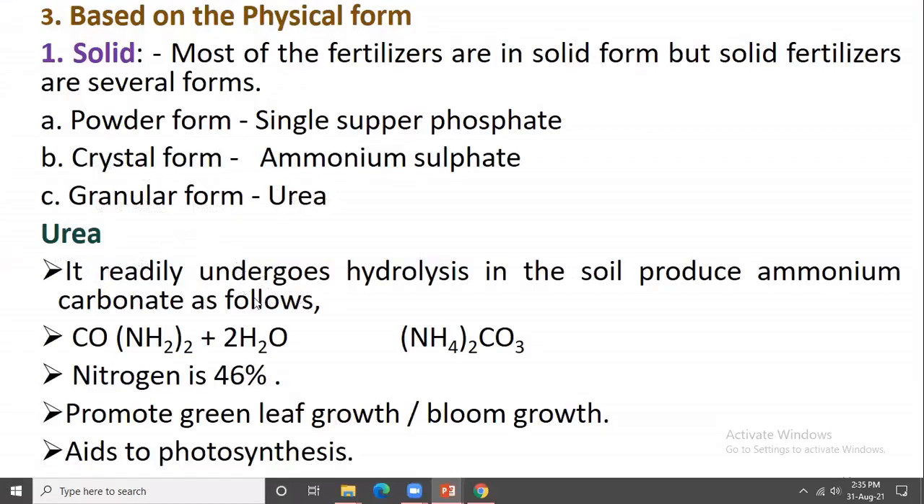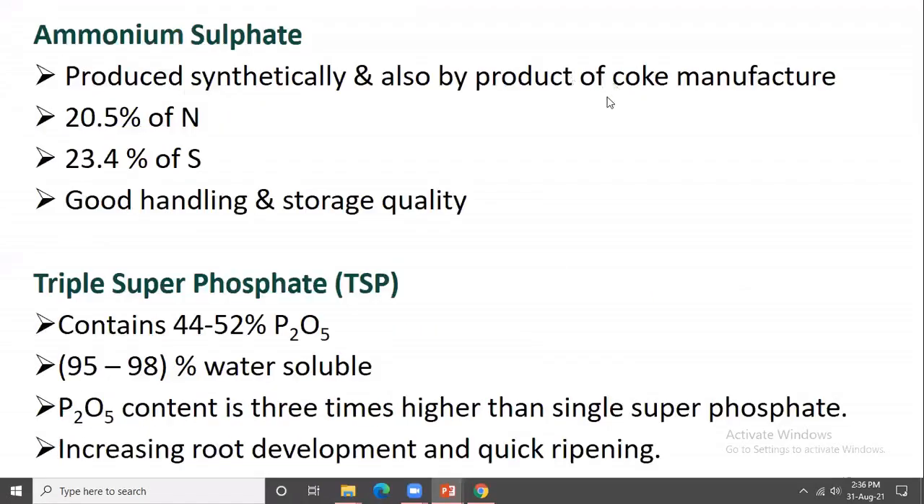It readily undergoes hydrolysis in soil and produces ammonium carbonate as follows. The nitrogen percentage here is 46. This is the chemical formula for urea. It helps to promote green leaf growth and aids photosynthesis. Okay, these are urea and ammonium sulfate. No need to memorize that percentage.